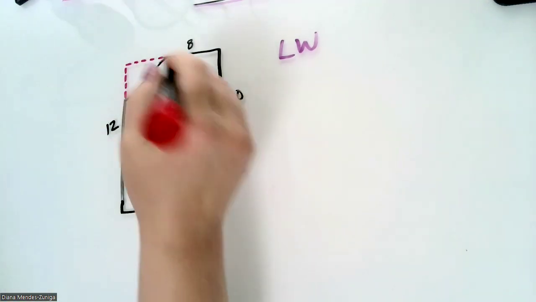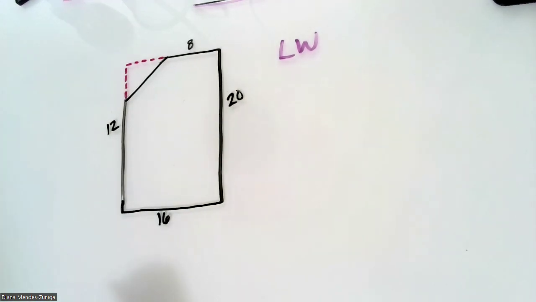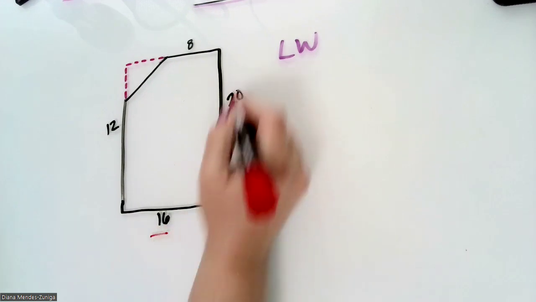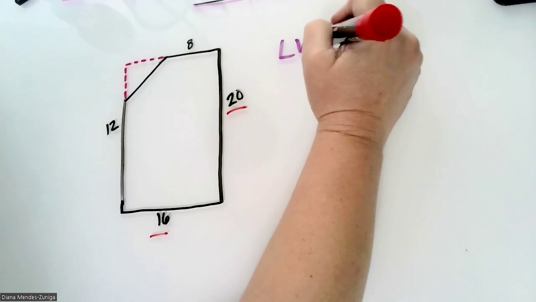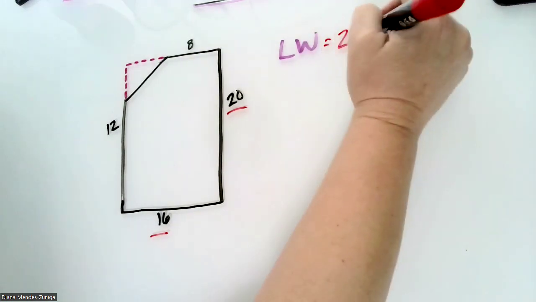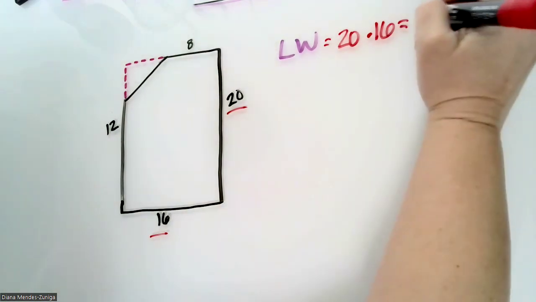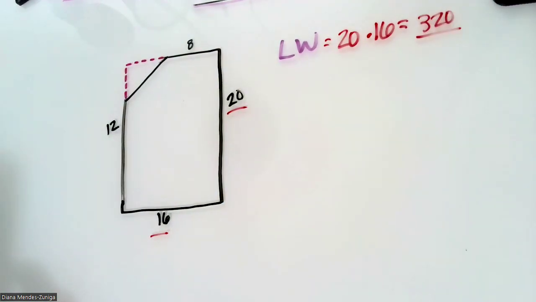So I'm going to break this up and treat this like a whole rectangle here. And if I'm going to treat it like a whole rectangle, I'm going to take my full side of 16 and my full side of 20, and I'm going to multiply those together. And that's going to give me 20 times 16. And let's do this on the calculator and see what we get here. That's going to give us 320. Okay, so the entire thing is 320.